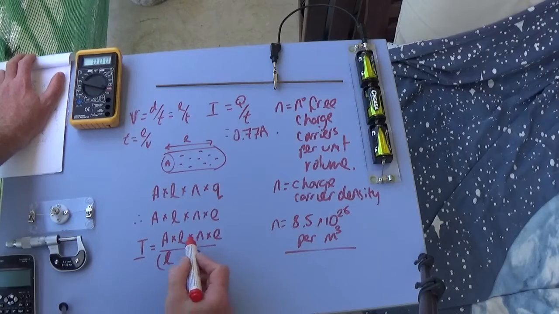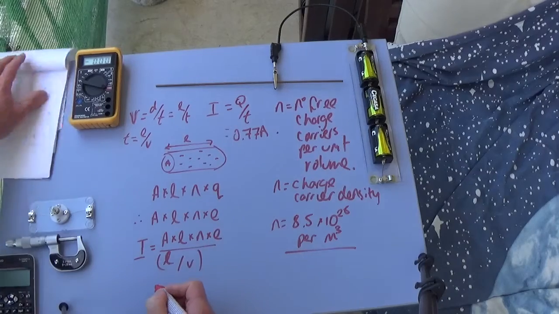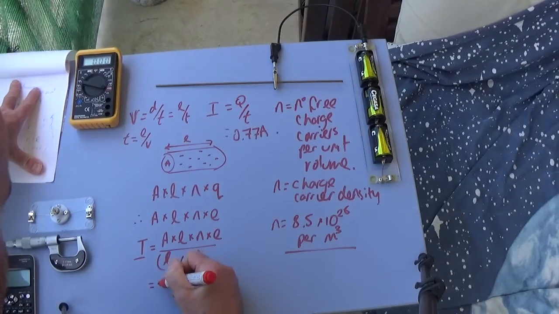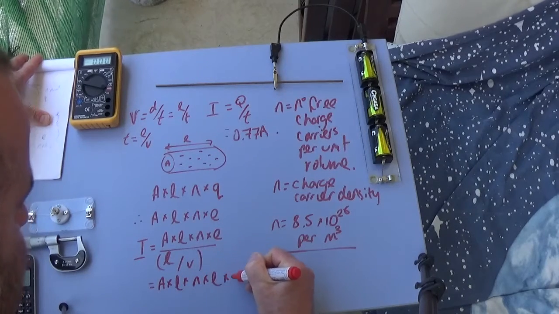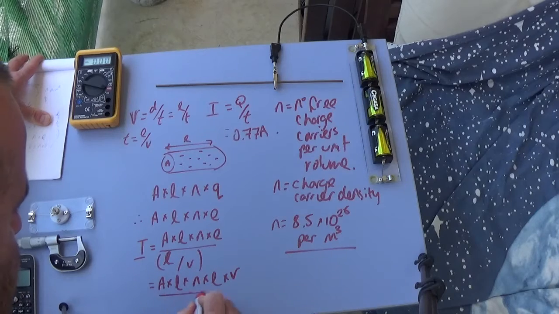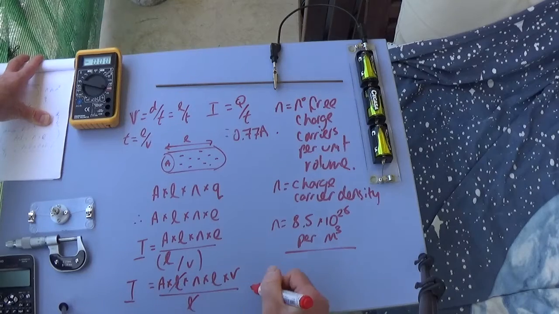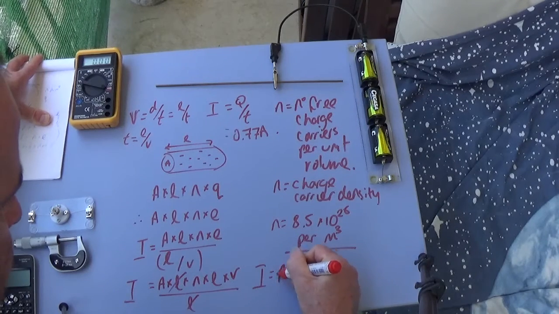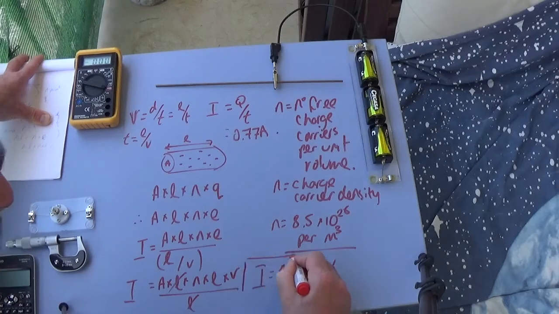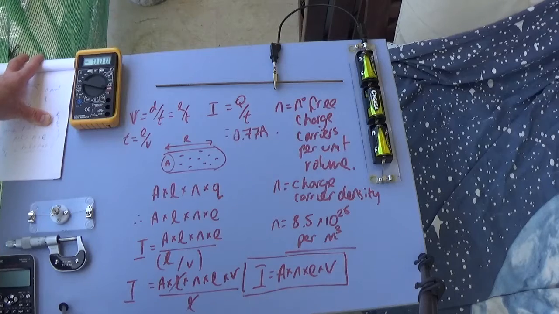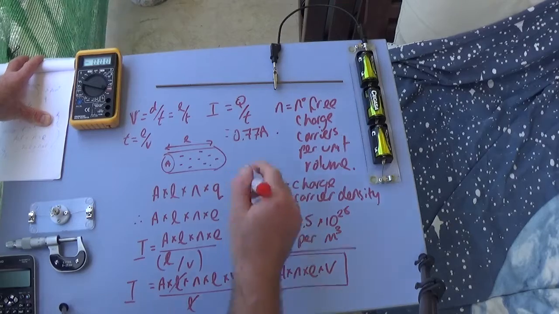Now, what happens when we divide by a fraction? The bottom part of this fraction is going to jump up to the top. So we get I equal to A times L times n times e times v, all of which is divided by L. So length cancels out and I get current is equal to A times n times e times v, and this is the equation for drift velocity. I've already got a value for current, it was 0.77.